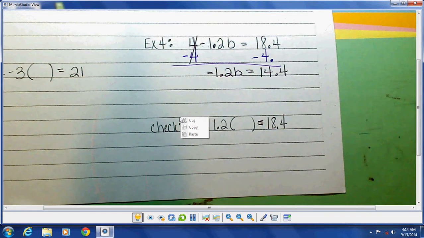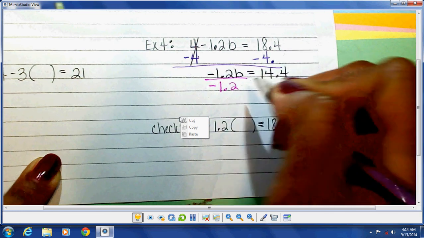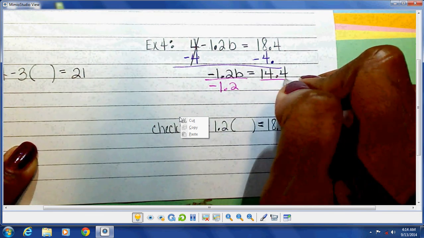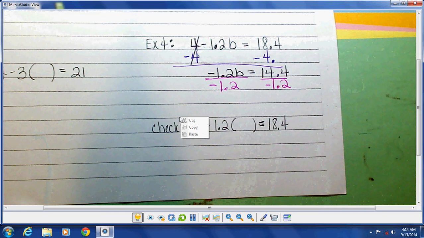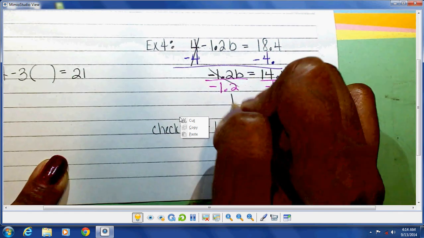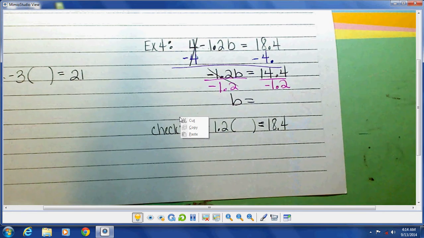Now, since the negative 1 and 2/10 is being multiplied by our variable, I want to divide to remove it. And I must divide by negative 1 and 2/10, since that is what is in front of the variable. Because remember, if I don't, then I'm still left with a negative variable, and we don't want a negative variable. So these cancel, and I have b equals, oh boy, and now we are dividing decimals.